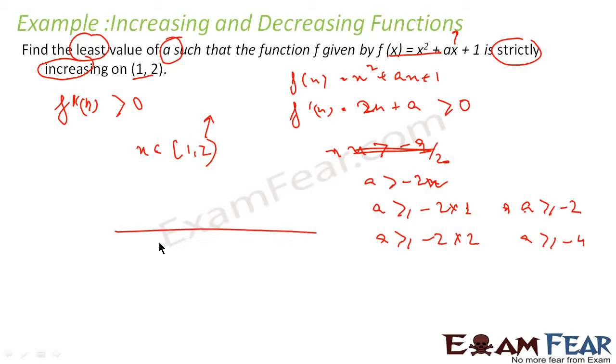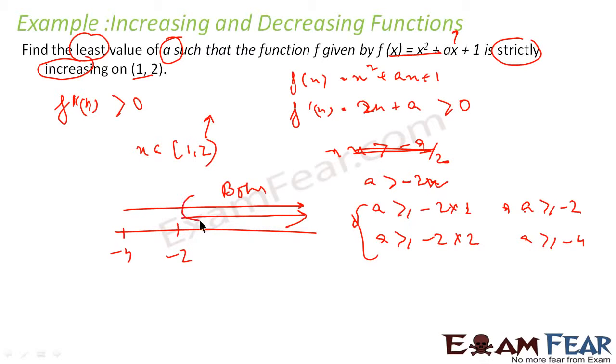So if you take the number line, you have minus 2 here and you have minus 4 here. The first condition says a has to be greater than minus 2, that means a can be any of these values. The second says a has to be greater than minus 4, any of these values. The condition which satisfies both of these, please note, is these guys, because both match. So that means a has to be greater than minus 2 is my condition. That means if this is true, the function will be strictly increasing.